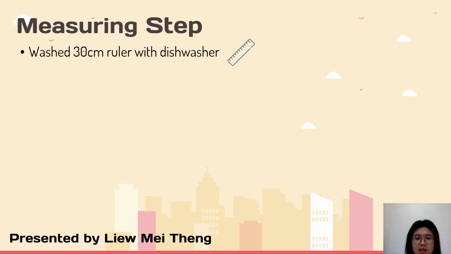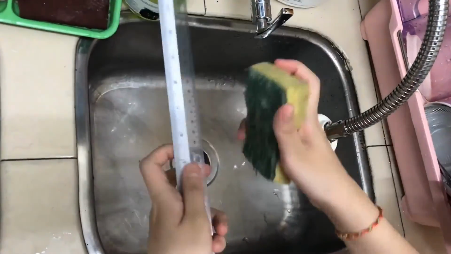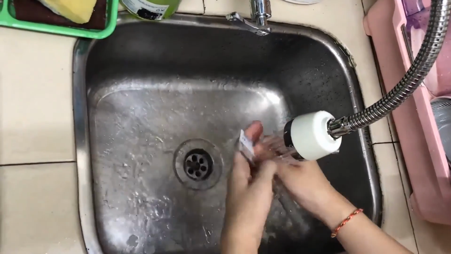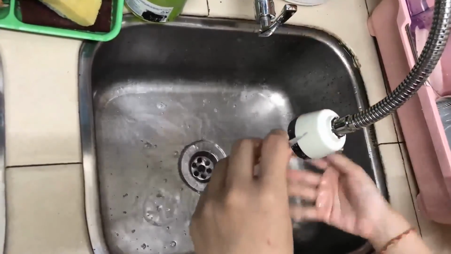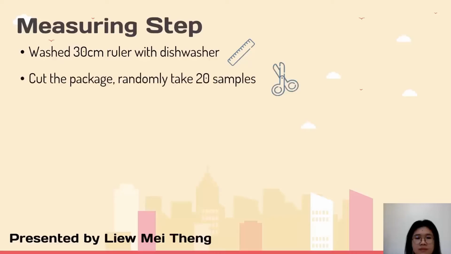Okay, first of all, take a 30 cm ruler, wash it with dishwashing liquid, and then wipe it with a clean cloth until it is dry. Next, open and cut the spaghetti package. Take out 20 samples from it. In this step, avoid taking the samples from one place; they should be taken randomly from the package.